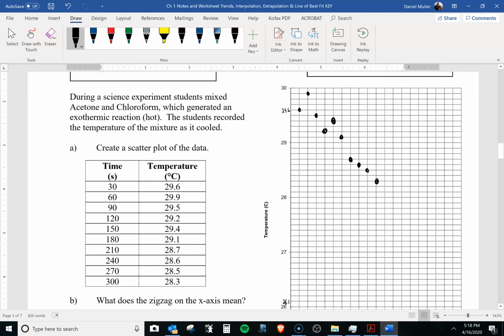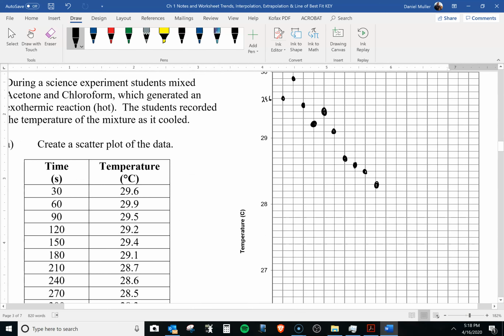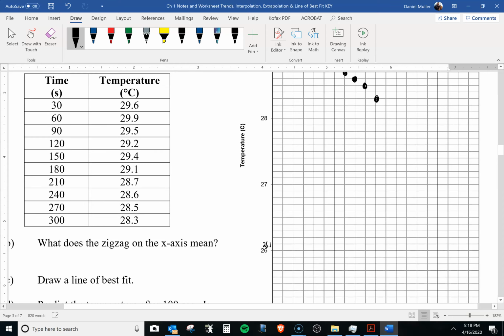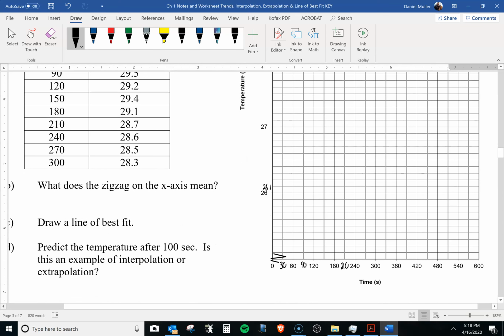Okay. So what do we have to do? Create a scatter plot. Okay, looks like I've done that. Some of my circles look pretty terrible. I don't know how to make it look any nicer other than just making them larger. Okay, so what's the next question? What does the zigzag on the x-axis mean? Okay, so what does this mean over here on the x-axis? Oh, it's on the x-axis, but actually what it should say is on the y-axis. So that's an easy enough change for me to make here. So what does the zigzag on the y-axis mean?